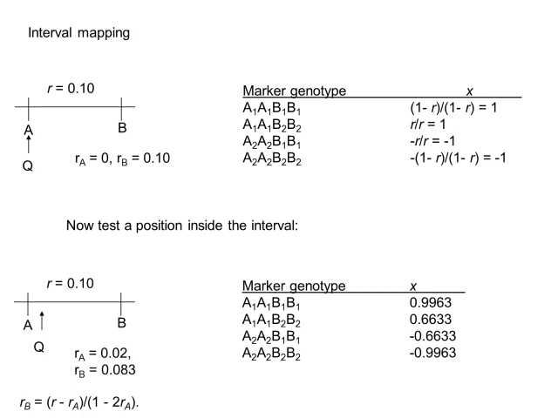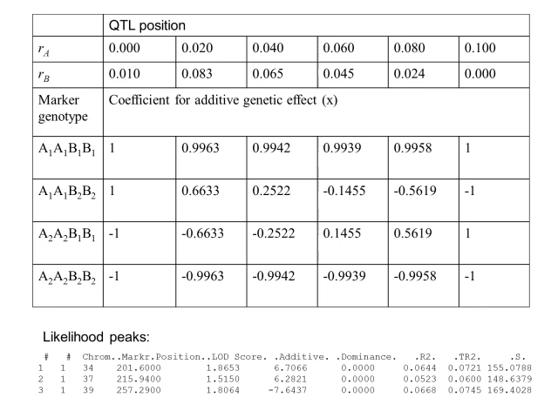Whereas if you have a recombinant in the interval, and it's A2, A2, B1, B1 in that particular line, it's most likely that you're actually carrying the Q2 allele. But it's not certain. And that's why this value is not -1 in that case. It's -0.6633. It's really a probability that you're carrying the Q1, Q2 allele. It's not really a probability because this is not going from 0 to 1, but it depends on that probability.